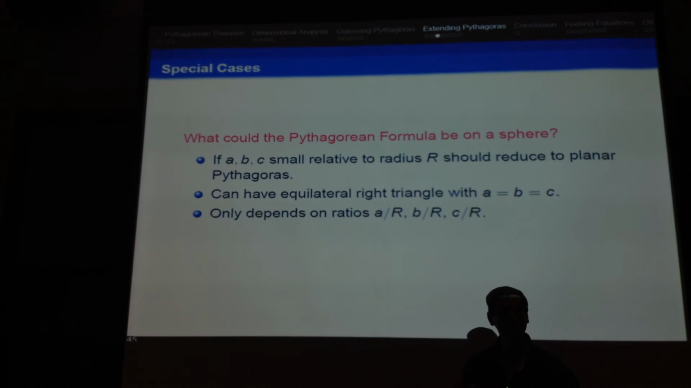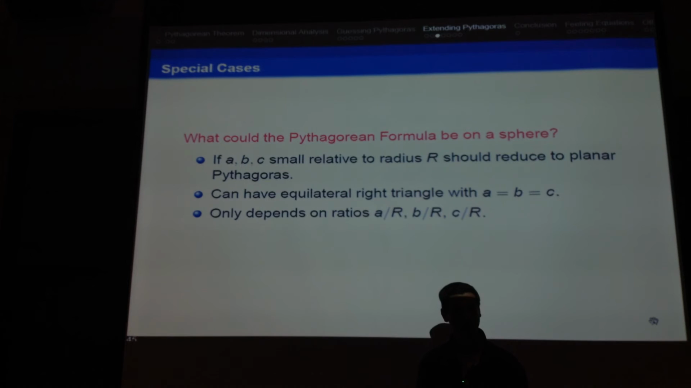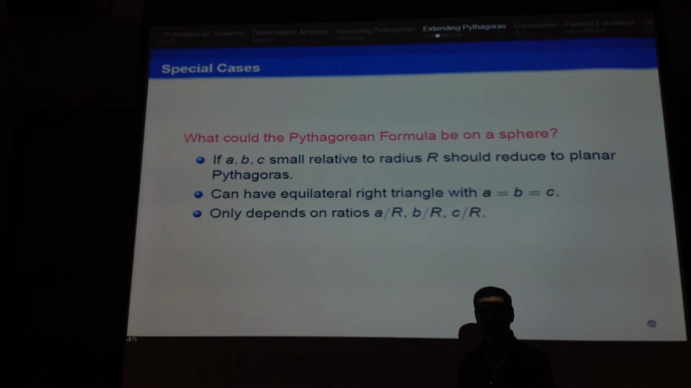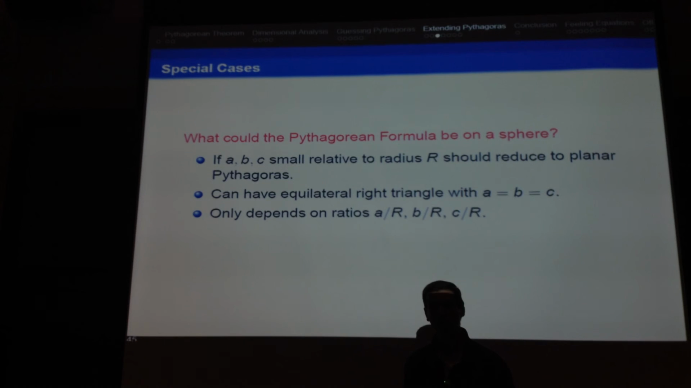Now, what happens when A, B, and C get large? Imagine the special case when you have an equilateral right triangle. So you have a triangle on a sphere with 270 degrees inside, where A, B, and C are all the same length. Obviously, as the sides get larger relative to R, strange things can happen. It seems reasonable to posit that the answer is only going to depend on the ratios of A over R, B over R, C over R. If I change from measuring things in meters to feet, it shouldn't really affect the functional form.